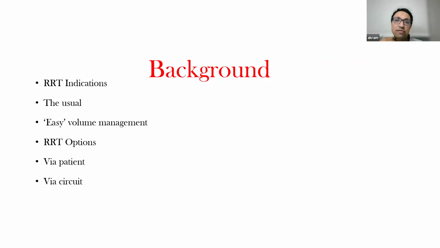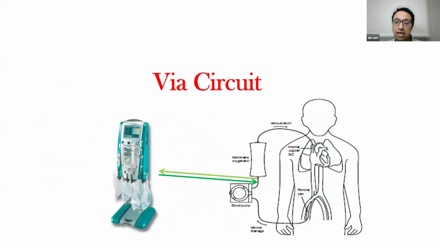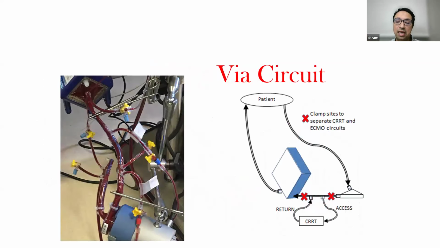This can be achieved by incorporating the CRRT circuit either inside the patient's body or in the circuit, as we will show later. So this can be achieved through a separate access in the patient, and this is preferred, or via incorporating into the ECMO circuit, and I will show you how this happens.